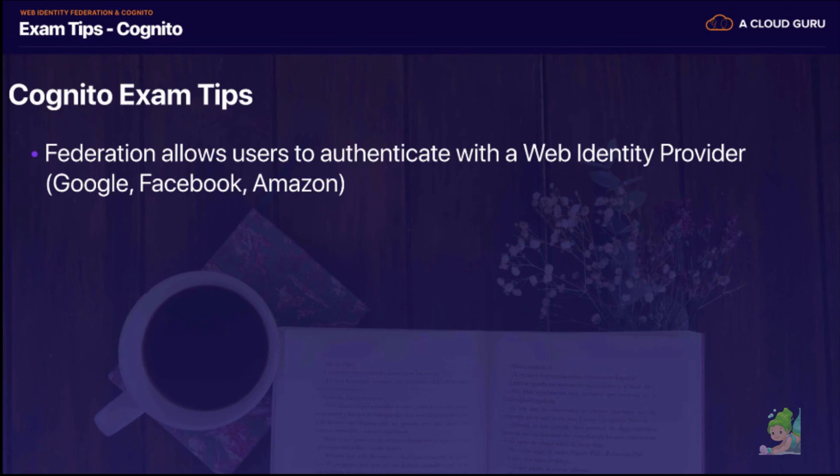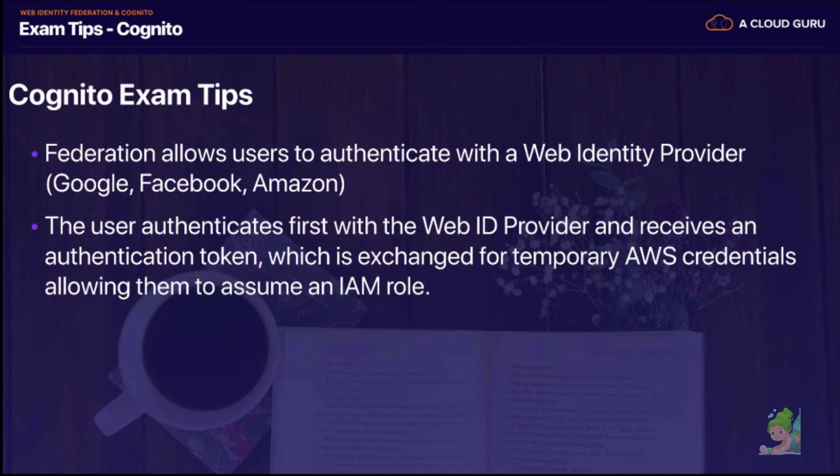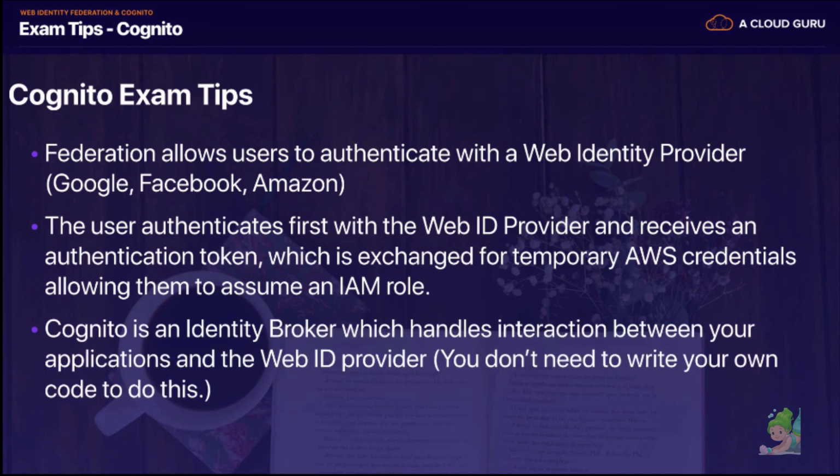So Cognito allows us to do web identity federation. Federation essentially allows users to authenticate with web identity providers such as Google, Facebook, and Amazon. And essentially the way it works is the user authenticates first with the web ID provider and receives an authentication token, which is then exchanged for temporary AWS credentials, allowing them to assume an IAM role. And Cognito is an identity broker, which handles the interaction between your applications and the web ID provider. So you don't need to go ahead and write your own code for this.